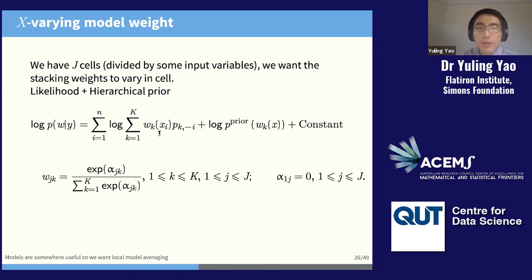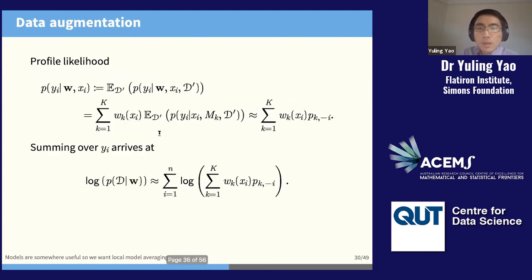Here, the likelihood part. If we sum over yi, this is the likelihood we would like to use. It's a log predictive density of the mixture predictive density. And the mixture weight wkx is something that depends on x.